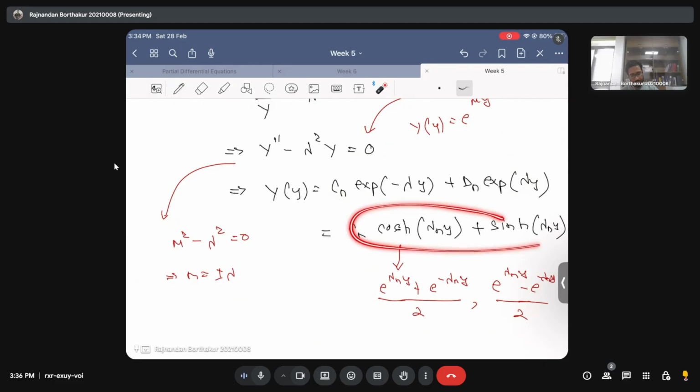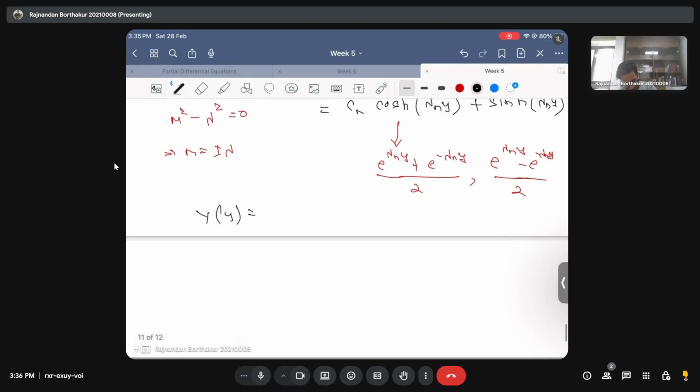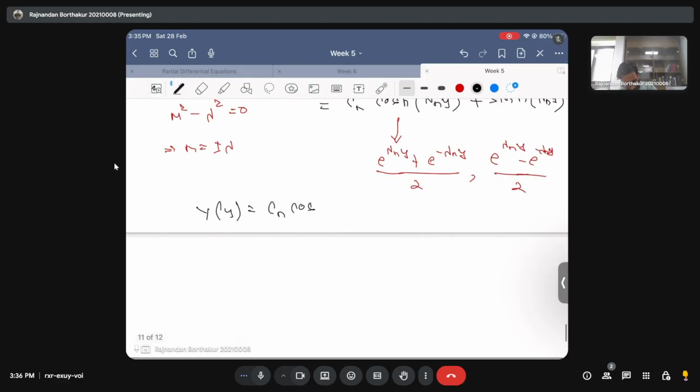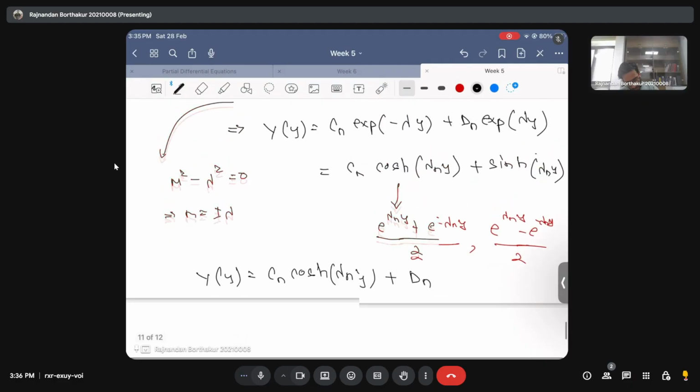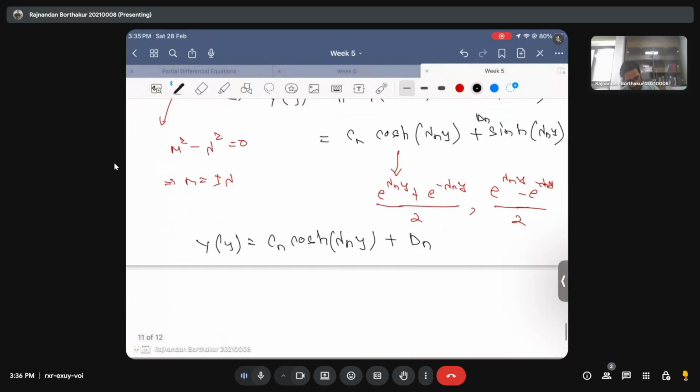So a better way of representing this is in the form of cos and sine hyperbolic functions, and we will see why it's a better way of representing exponent of minus something and exponent of plus something. Then my Y of y is equal to sum of cn times cos hyperbolic lambda n y, plus dn times sine hyperbolic lambda n y. This is true for any generic n.